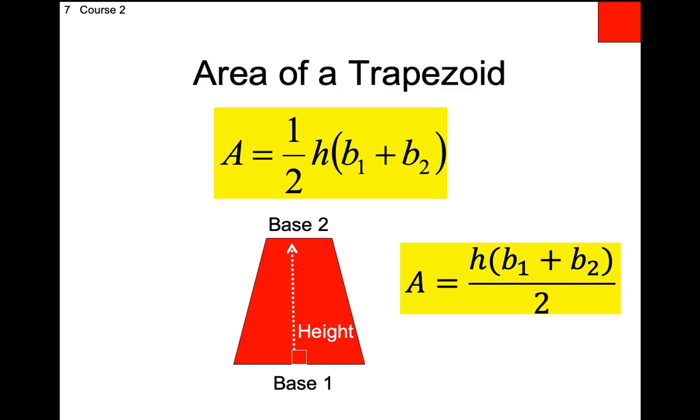All right, does everyone have the formula written down? Most people like the second one. You're not going to see this in the book. You're going to see this one in the book. And a lot of times the book puts the H on the other side. It doesn't make a difference.